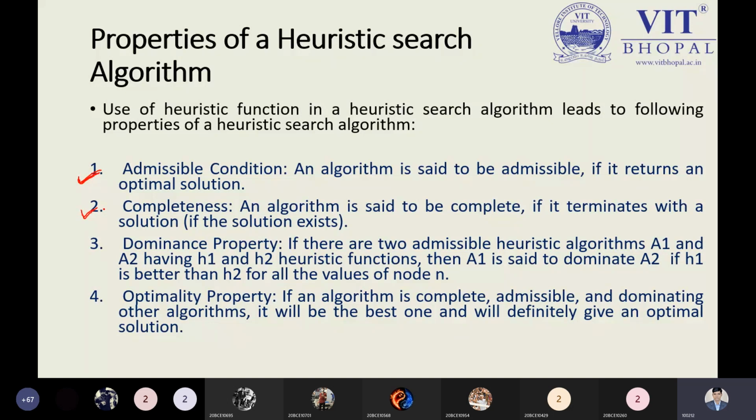So the solution must satisfy the admissible condition, followed by the solution being complete. It means I'm having the solutions. And now the next one is the dominance property. Okay, you can read, it's very simple.